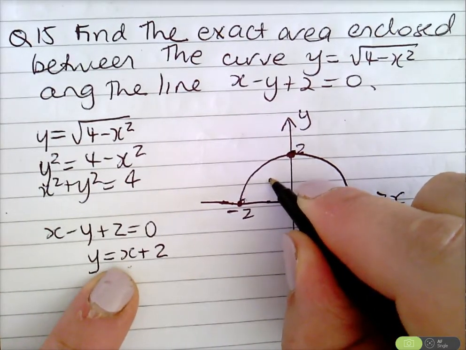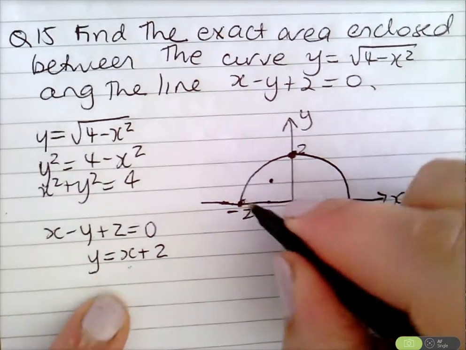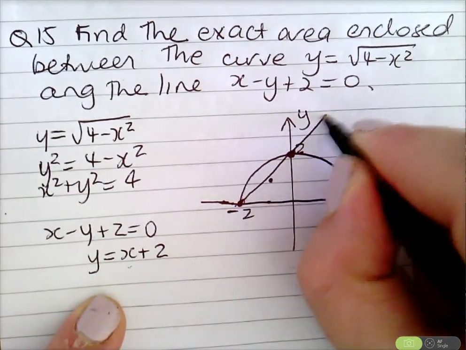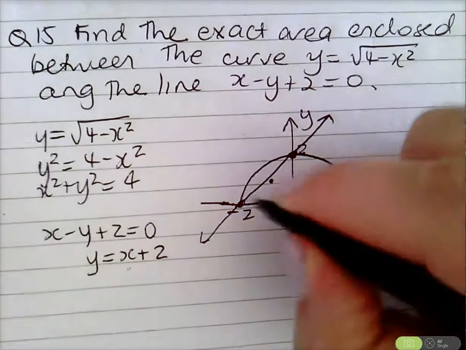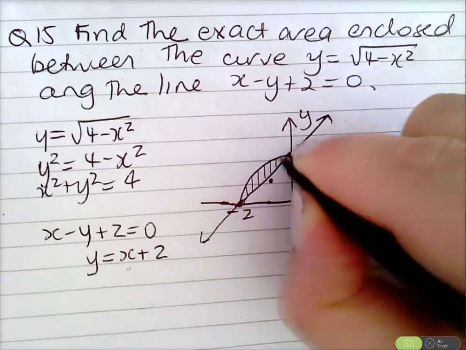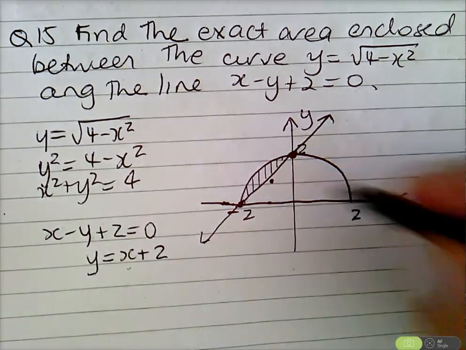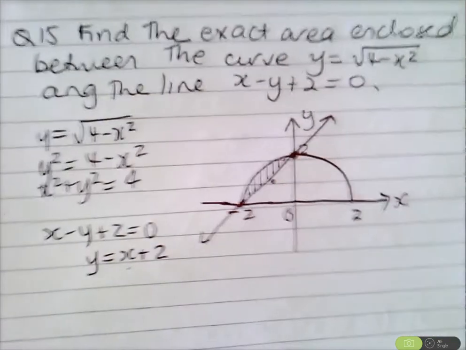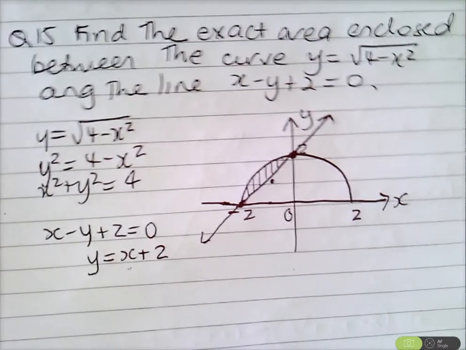Positive 1. When x is negative 2, what's y? This is your straight line, and the shaded area is in between. See, you've got to sketch it. If you don't sketch it, you're not going to know which curve is above which. So, what are the x values of the points of intersection? 0 and negative 2. You don't need to solve simultaneously.